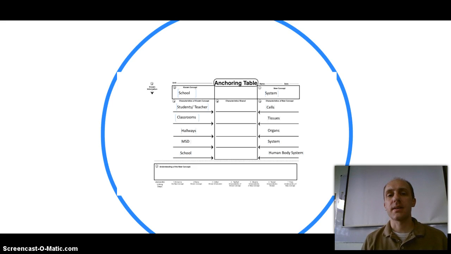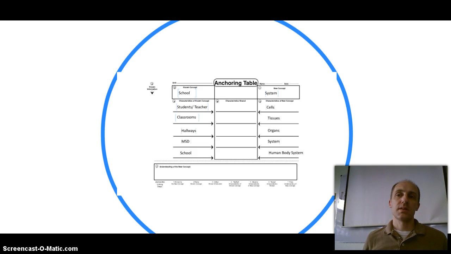Yesterday, we did not get to an activity that I wanted us to, and so I created this video just so that you can do that activity in preparation for the foldable that you'll be using for the rest of the activity. So what I want you to do, we're going to do what's called an anchoring table, and this is going to be used to help us understand this idea of what a system is.